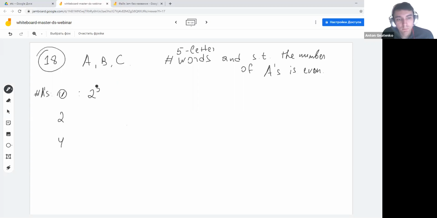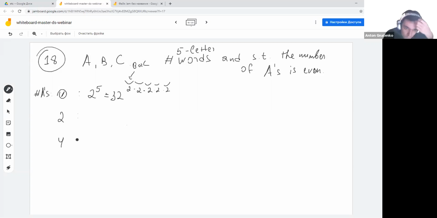Oh, it's 2 to the power of 5. There are 5 places, and for each place, B or C goes. So we have 2 choices here, 2 choices here, here, and here. And by the product rule, the total number of words we can construct is 2 to the power of 5. So it's 32.